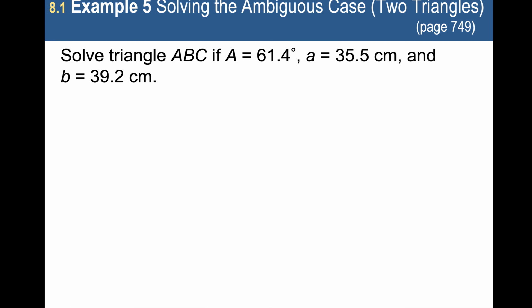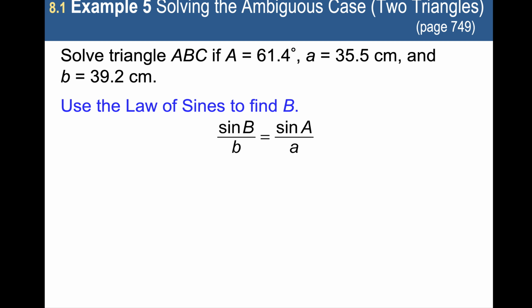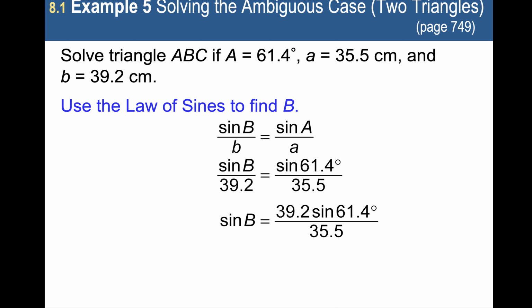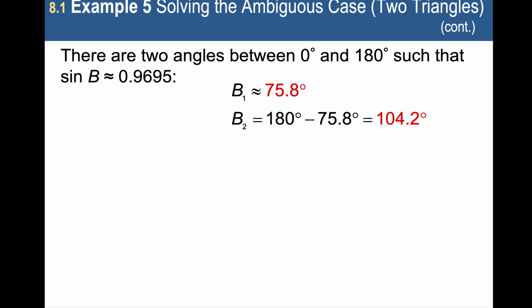So that's what that answer is actually telling us. Now here, again, I don't have to draw the triangle because of the naming convention. So I have angle A, I have side A, I have side B, I don't have angle B. So to find angle B, I'm going to use the law of sines. I'm going to fill in my information, cross multiply, and then divide both sides by 35.5. Now, I need to solve for B, not sine B. So I'm going to take the inverse of both sides, and I get 0.9695. That's perfectly okay. It's between -1 and 1. And when I do that, I'm going to get 75.8.